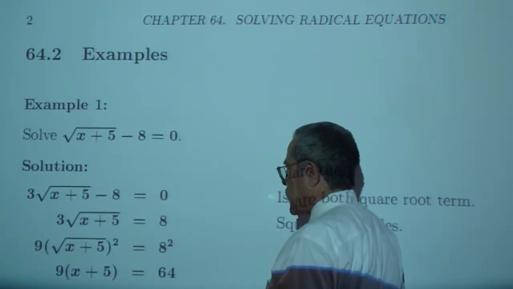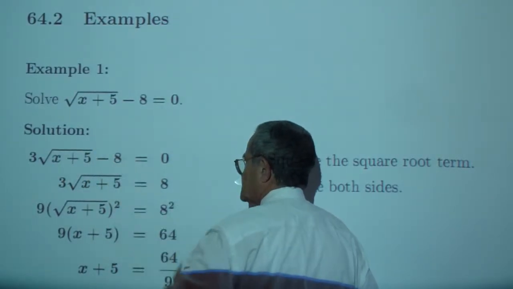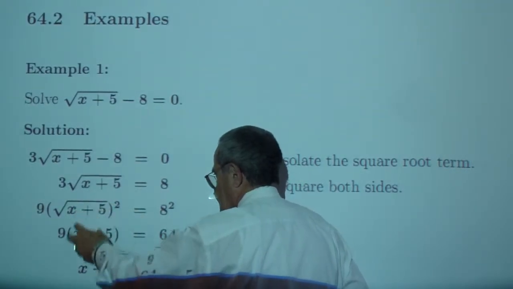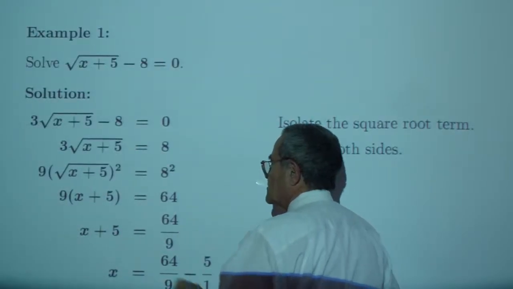Add 8 to both sides. You have isolated the square root. It's no longer square root plus or minus something. You square both sides. The square root drops out. It becomes 9 times x plus 5, which is 64.